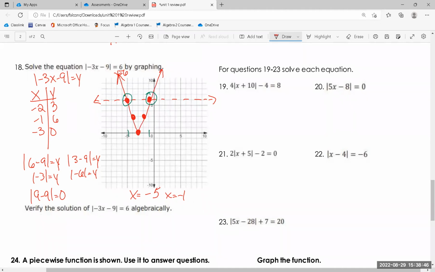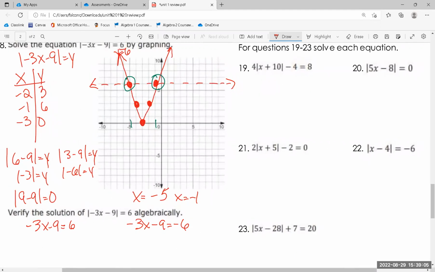So now we also want to verify it algebraically. So we need to set up our two equations. We want to do the positive case, so -3x minus 9 equals 6. And we also want to take into account the negative case, so equals -6. Doing this, I would add 9 to both sides for the first one on the left. So -3x equals 6 plus 9, which is 15. And then I want to divide both sides by -3. So x equals -5, which we did get. So that's one of them.